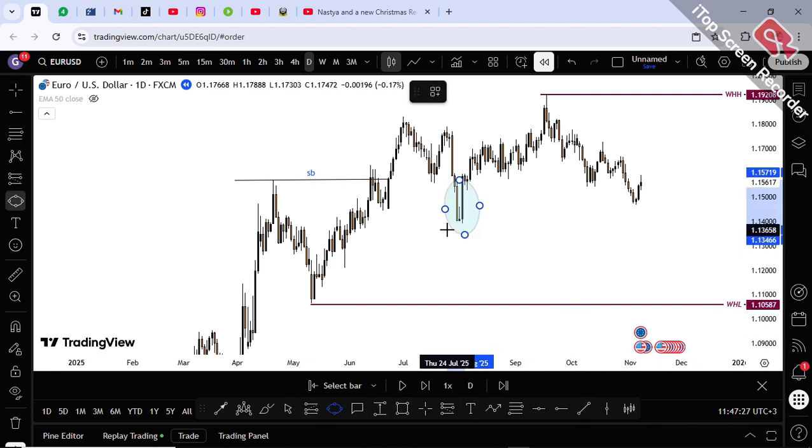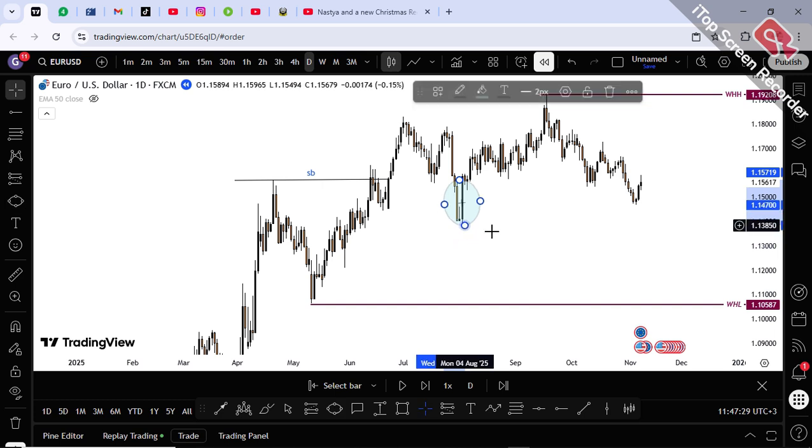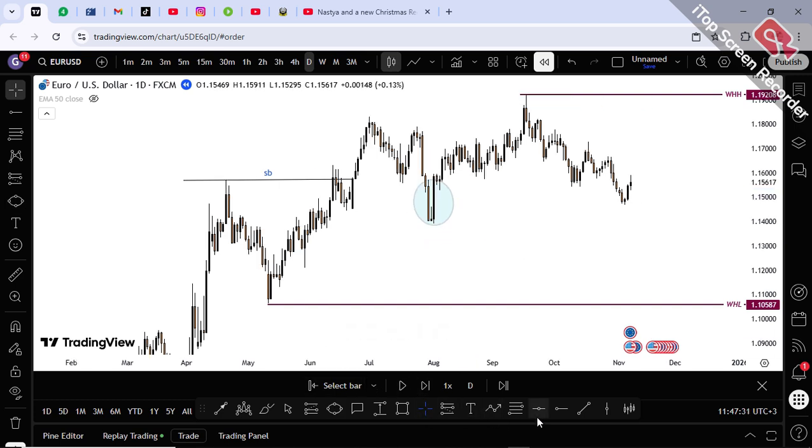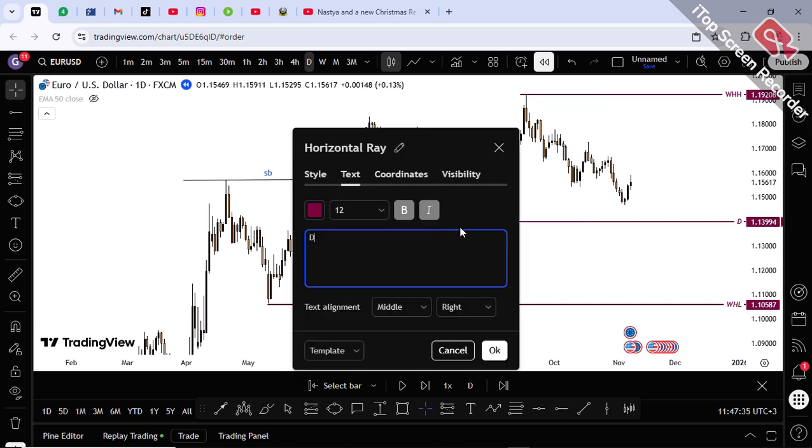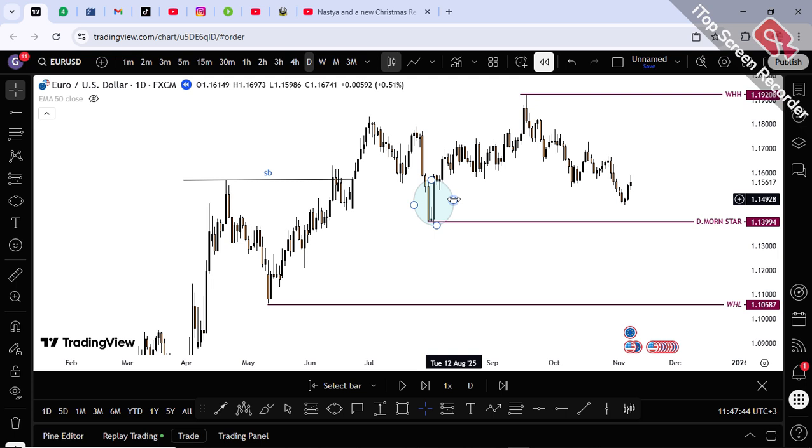I just looked at this morning star. I have this daily morning star. Then we could perhaps give it a name here. Daily morning star. Best area to think of closing this trade.